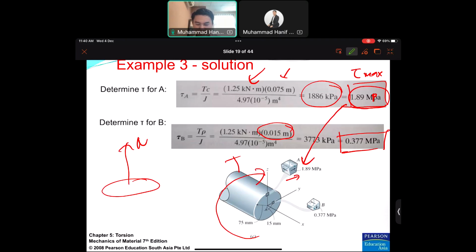Okay, so I will now cover example 4. The answer is given. Also, example 5, the answer is given. You can try by yourself together with your friends. Okay, the answer is given for example 6.